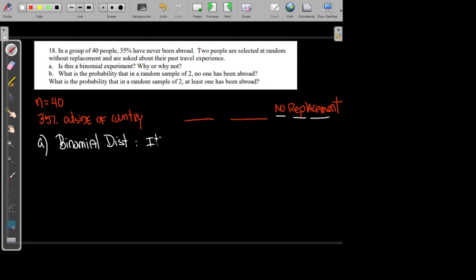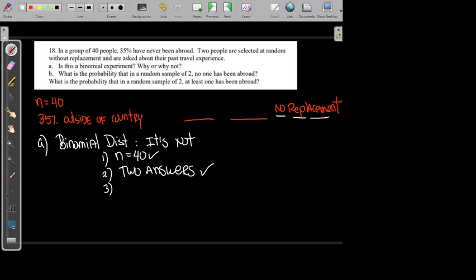So it's not a binomial distribution, because for binomial distribution you need 4 things. One of those things is that you have to have a fixed n. In this case, you have that condition. Number 2, you also need to have 2 answers. For example, in this case, have you been outside or have you never been outside? So you only have 2 answers. In this case, this condition is okay. But let's see the last 2 conditions.